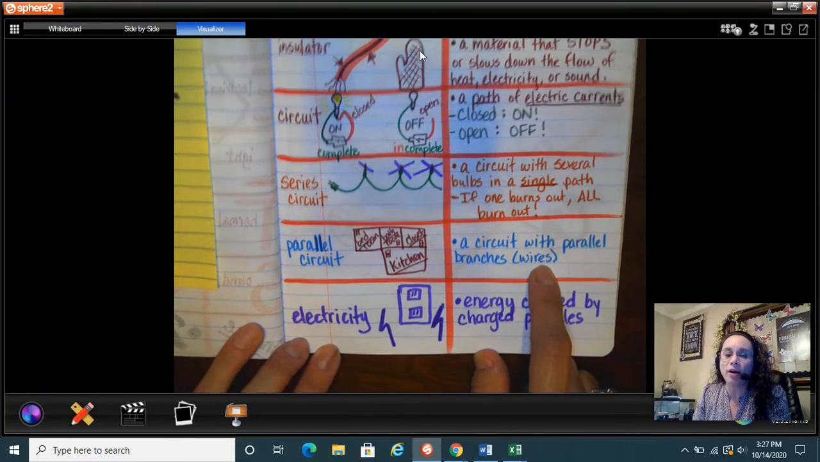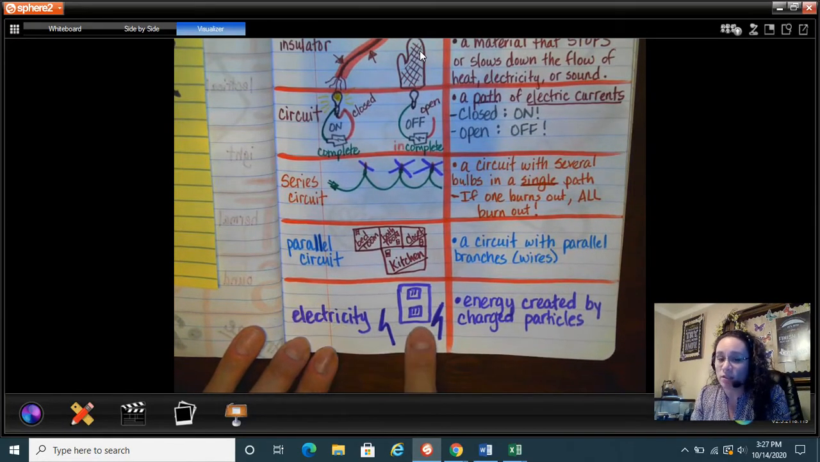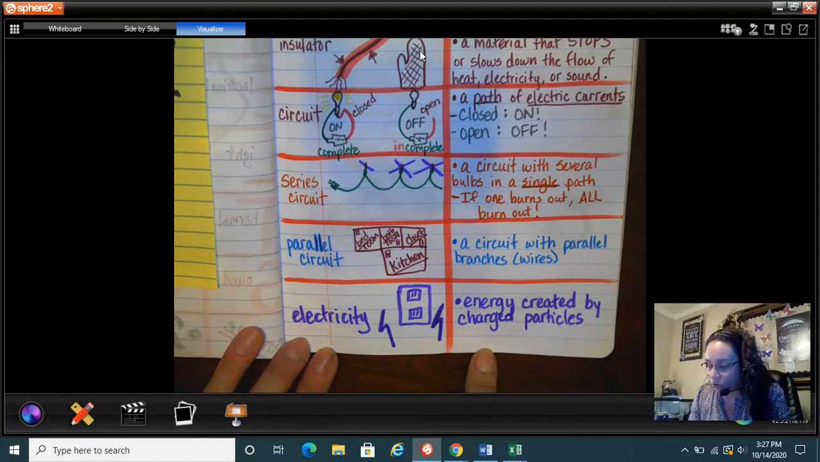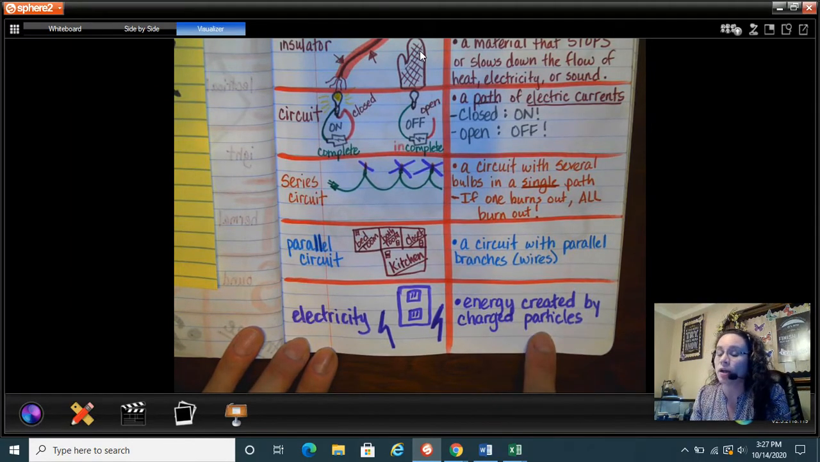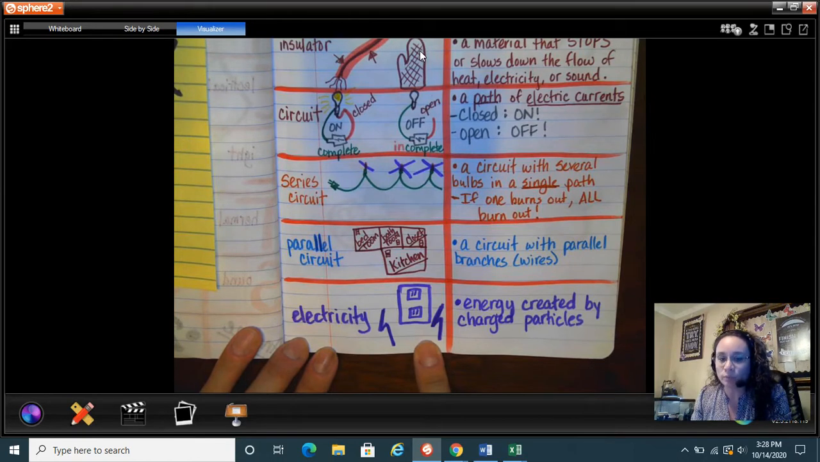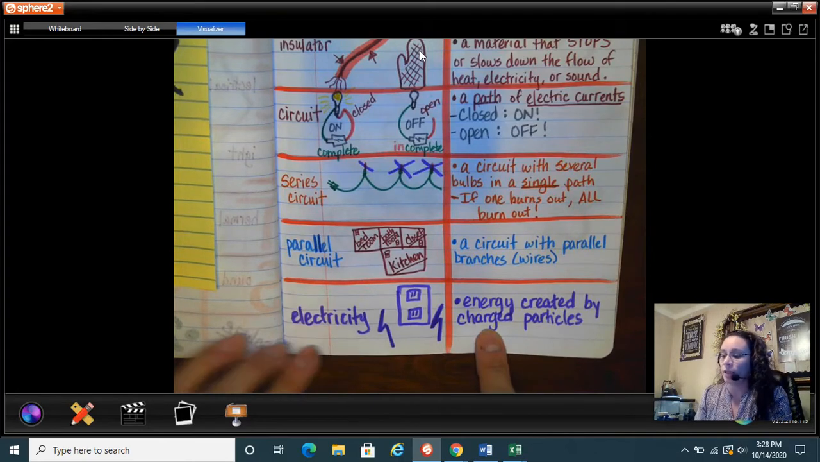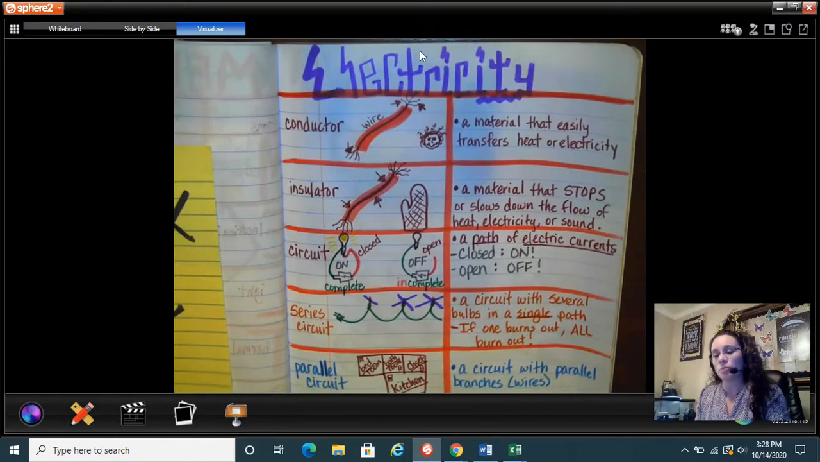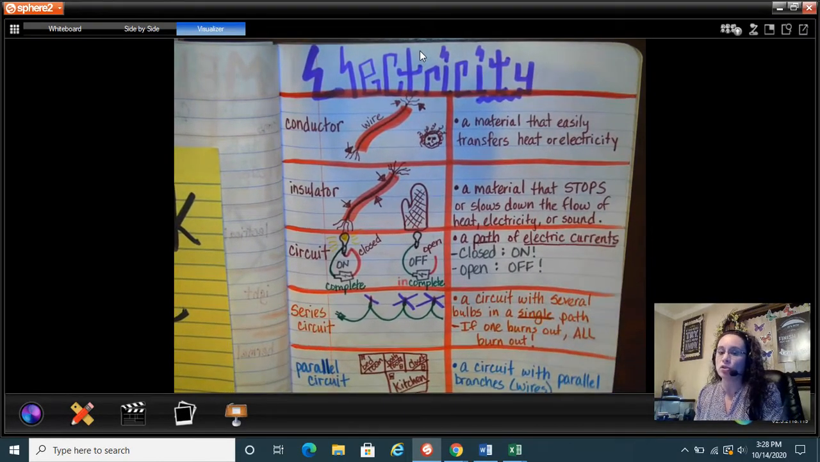Okay. And then you have electricity. I drew a wall socket and lightning. Okay. It is energy created by charged particles. So if you're working with charged particles, you got to be very careful. Okay. Making sure that everything is safe around you, nothing is wet, that you have your insulator ready, that you have your safety plan ready, because this is electricity. There are particles that are supercharged. Okay. So these are my vocabulary words for the week. It's the very first page for week 2.2.